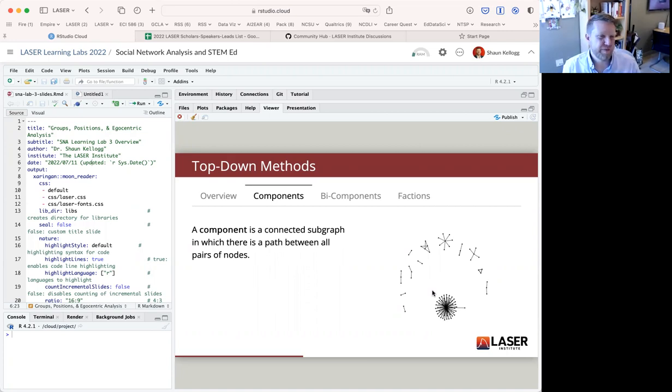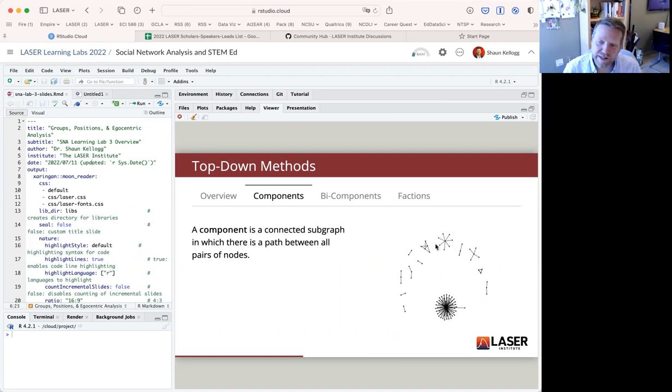You can take just a rough guess. You don't have to count them all. I counted about 13. Anybody else confirm? So there's 13 components, and that's the simplest way of defining a group.